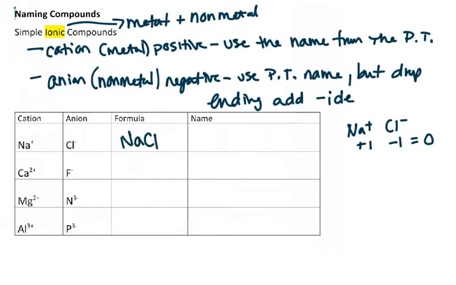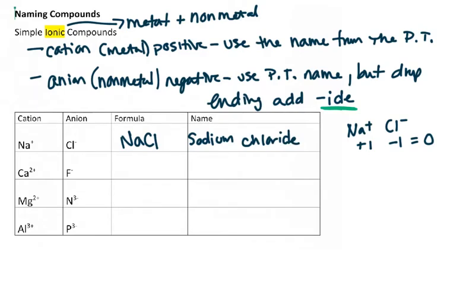And then I name the cation, and then I name the anion. So my cation, it's the name from the periodic table, so the name of Na is sodium. You should have a periodic table out while you watch these in case you don't know the names. But sodium, and then Cl is chlorine, but again, we're going to drop the ending of chlorine and add IDE, so chlorine becomes chloride.